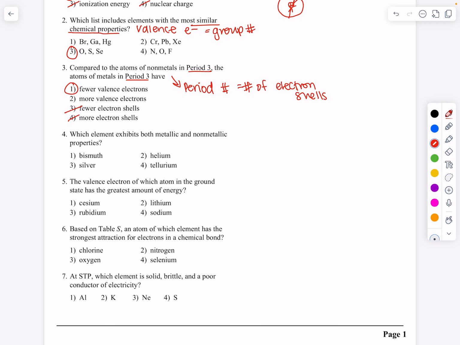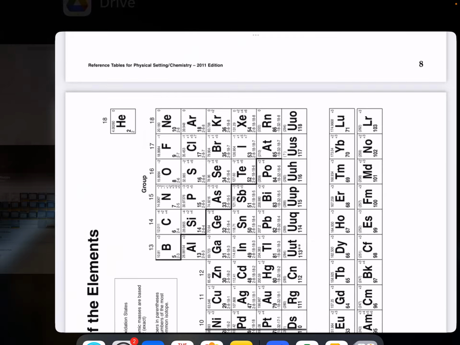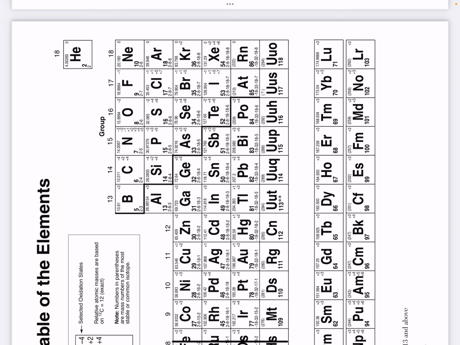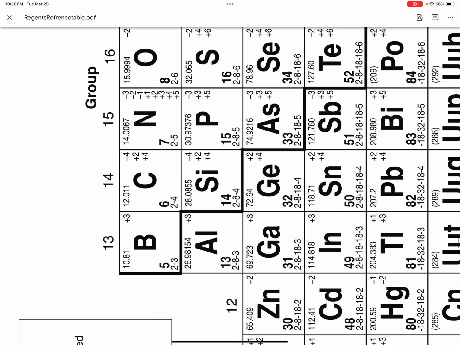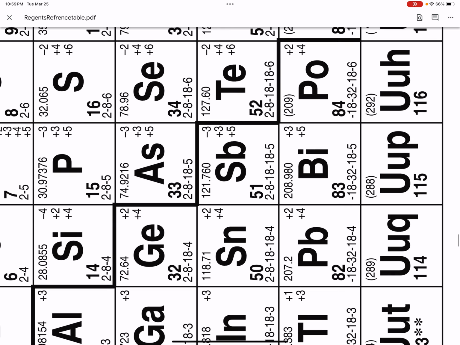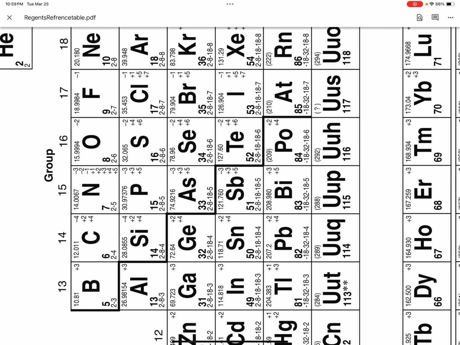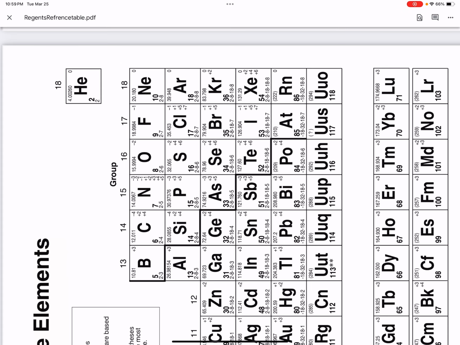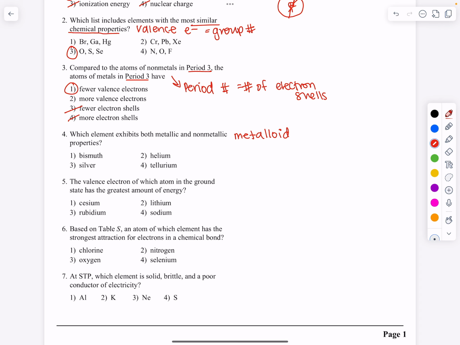Which element exhibits both metallic and nonmetallic properties? That would be a metalloid. You have to just memorize our metalloid elements. It's the ones that are touching the staircase besides aluminum, right? So it's boron, silicon, I'll zoom in on them. Boron, silicon, arsenic, tellurium, germanium, Ge, and Sb, antimony. 1, 2, 3, 4, 5, 6. 6 of them you need to know. So we only have those choices. So looking at what we got, the only one that fits as a metalloid is 4, tellurium.